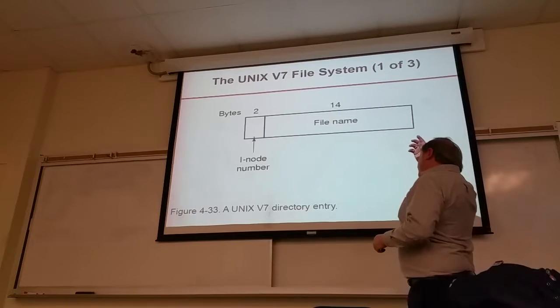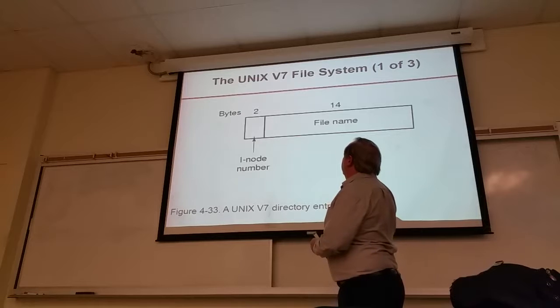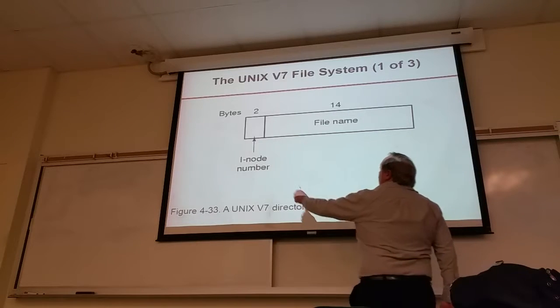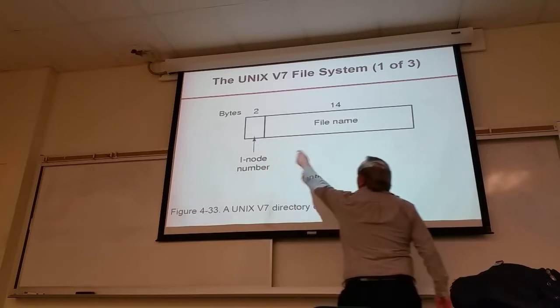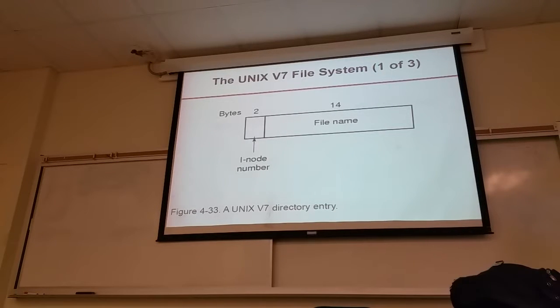Okay, so in the Unix v7 directory, it's a little bit different, but it's not too much different. We have the inode number as part of the address, and then we have the file name inside the directory. Okay?